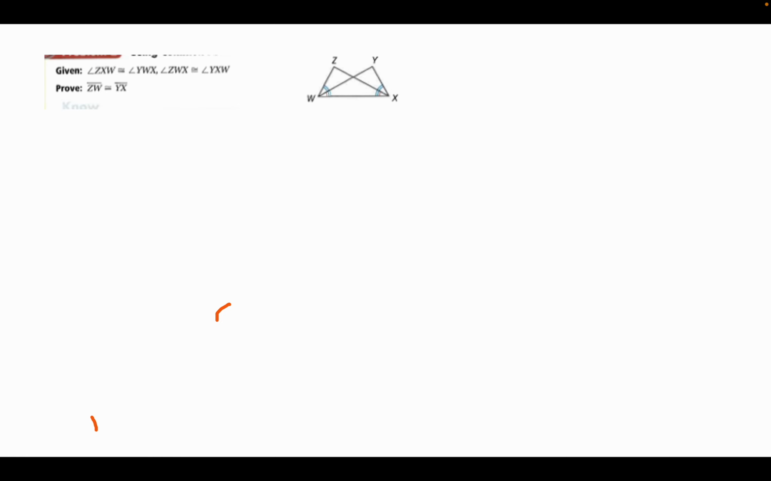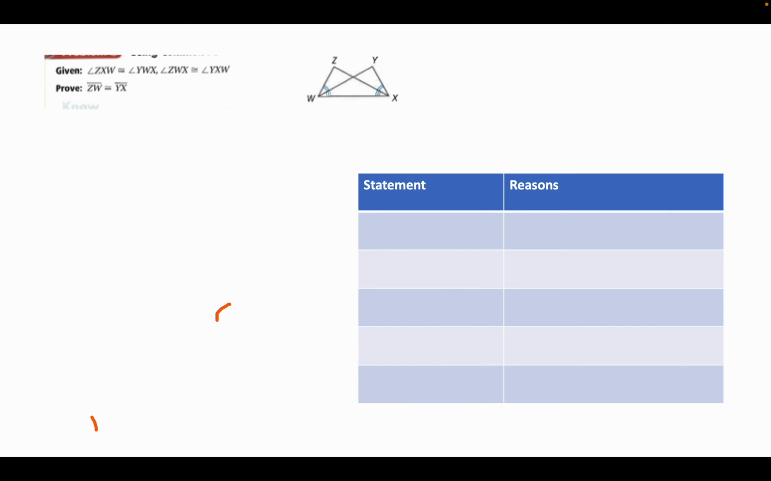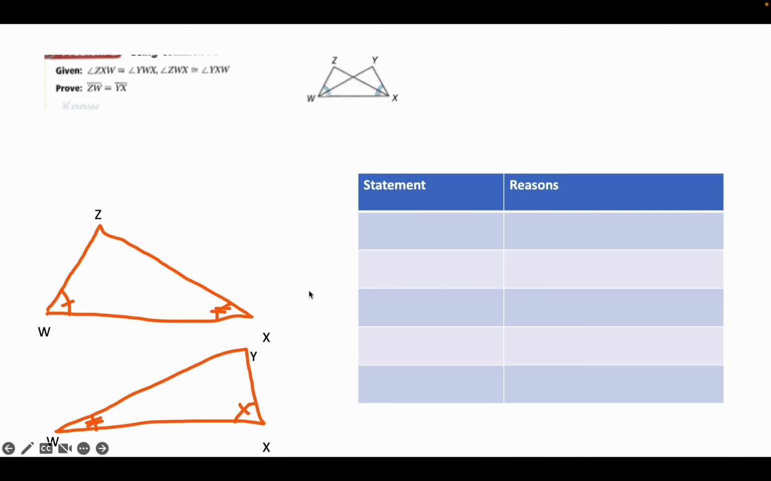We're going to redraw these. There's my proof. All right, so there's my redraw of triangle ZWX. I've marked the congruent parts. Here's my sketch of triangle YXW. I've also marked my congruent marks. Notice that these are the congruent parts and these are the congruent parts.